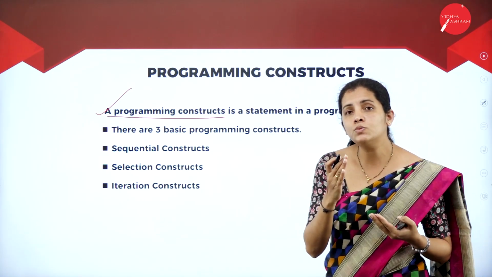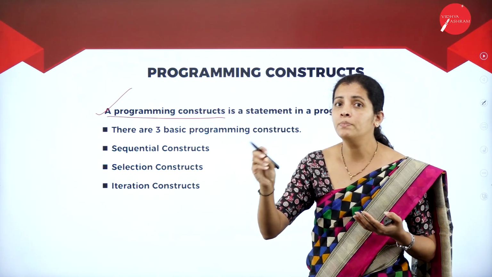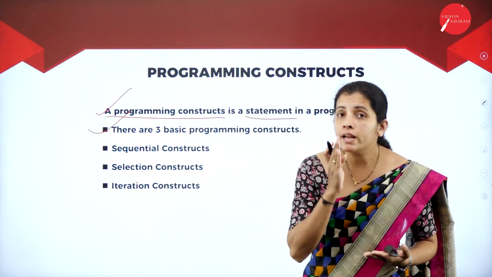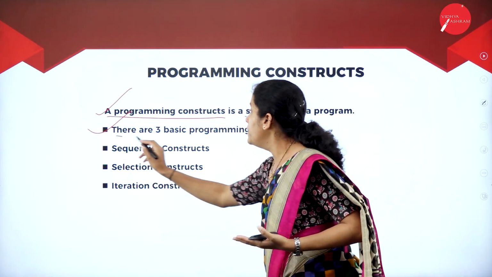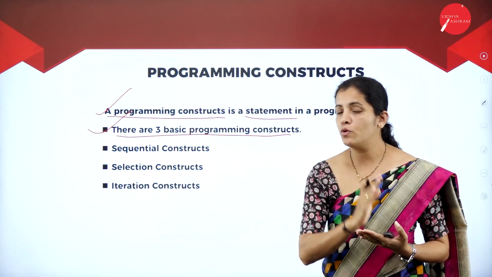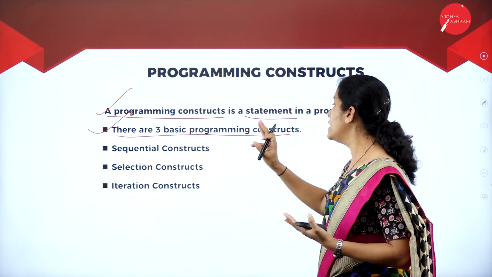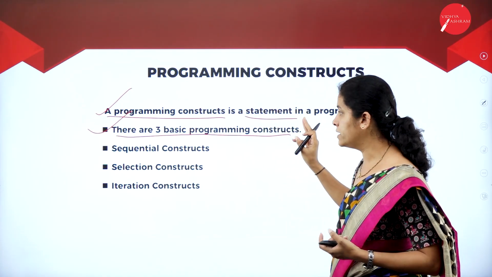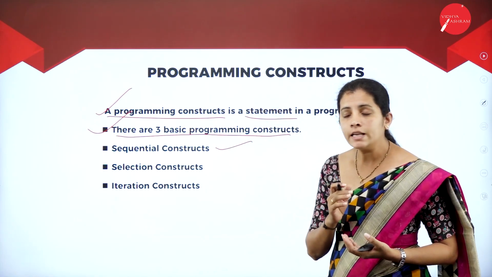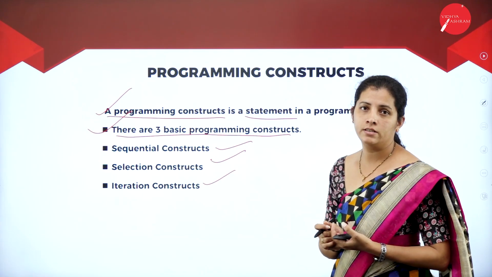Here, statement means whatever line I'm going to write in my program; that is itself called a statement. So there are three basic programming constructs. That means if I consider any programming language, I'm going to have only three basic programming constructs: sequential construct, selection construct, and iteration construct.